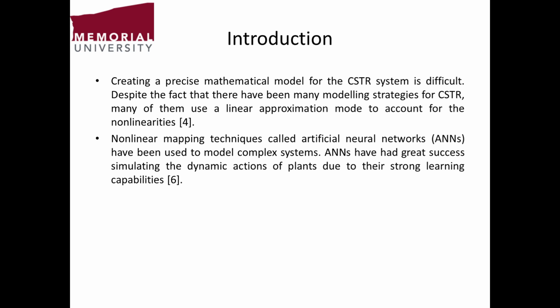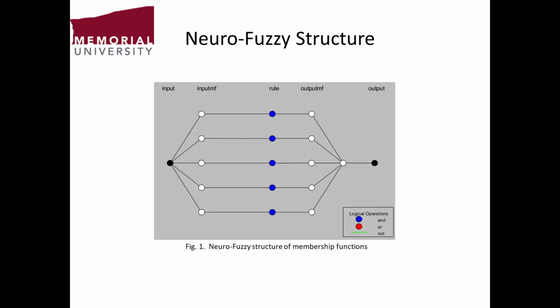But the thing about nonlinearity is that it uses AI, that is the artificial neural network, which has been used to model complex systems. If someone wants to make their design more complex, they would go through the artificial neural network technique, as it has achieved great success simulating the dynamic actions of plants due to its strong learning capabilities.